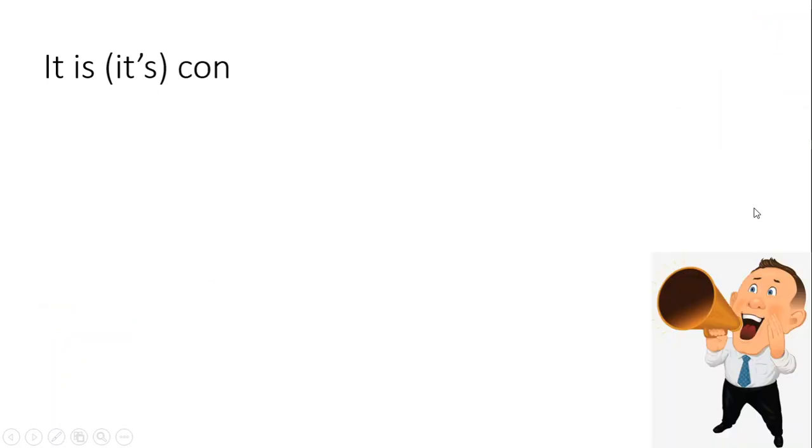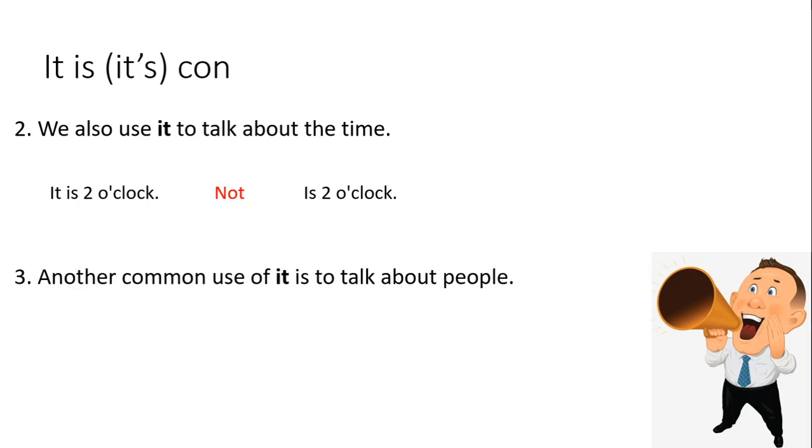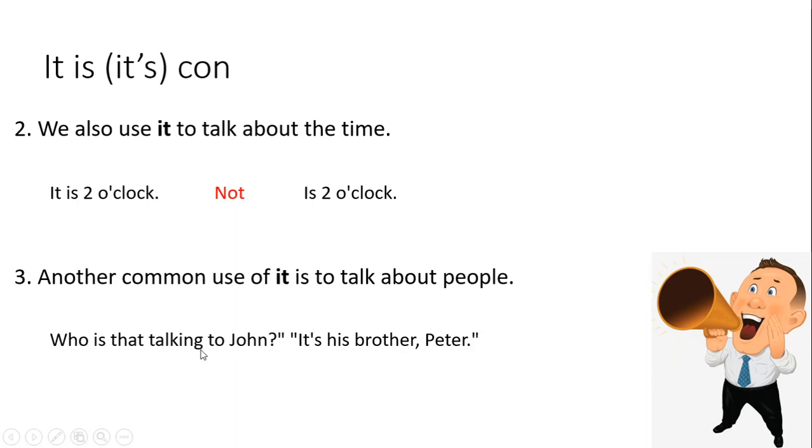And second one, we use it to talk about the time. For example, it is 2 o'clock, right? It is 2 o'clock. So, another common use of it is to talk about people. For example, who is talking with John? It is his brother, Peter. So, this is it is.